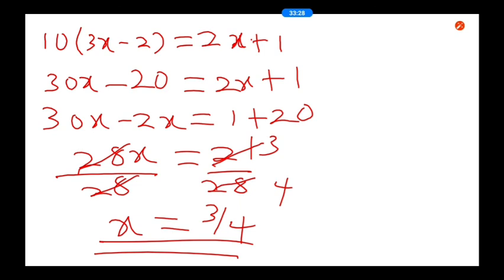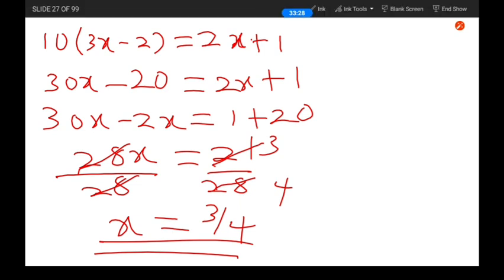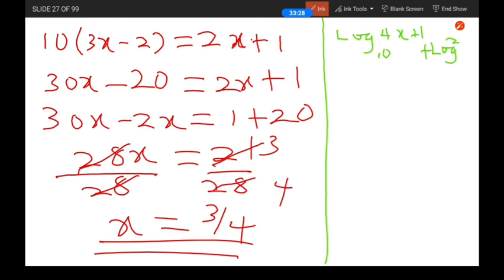I have another one that I want to write with my hands. It just came to my mind now. Now look at this. Log of 4x plus 1 base 10 plus log 2 equals 0, right?